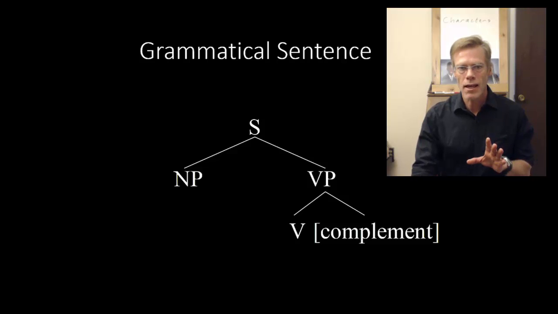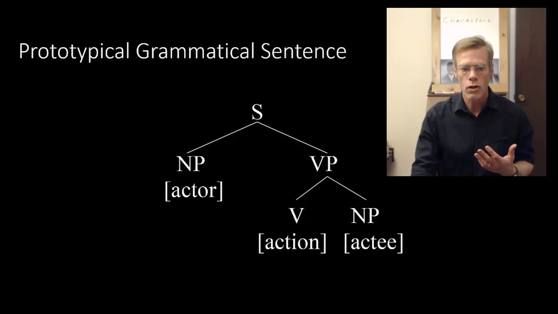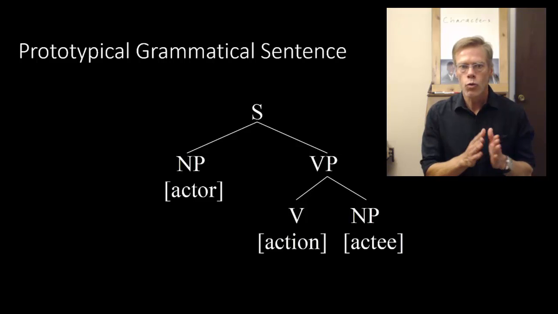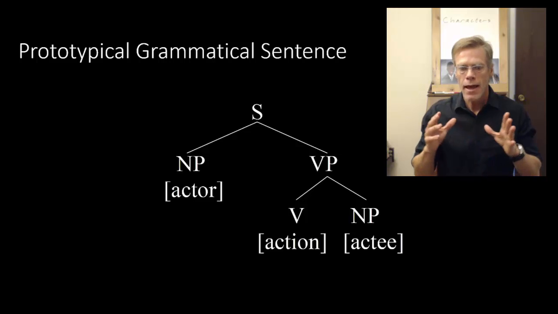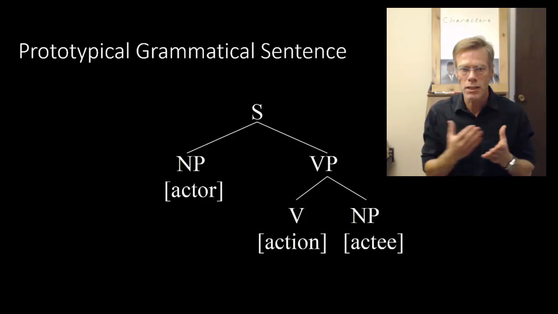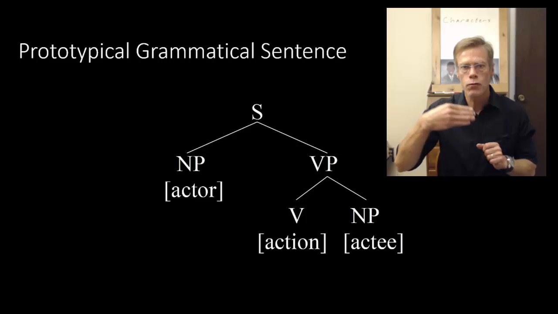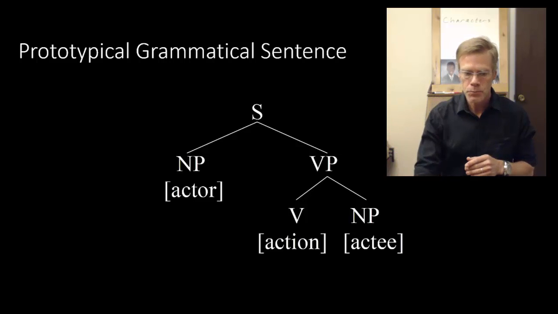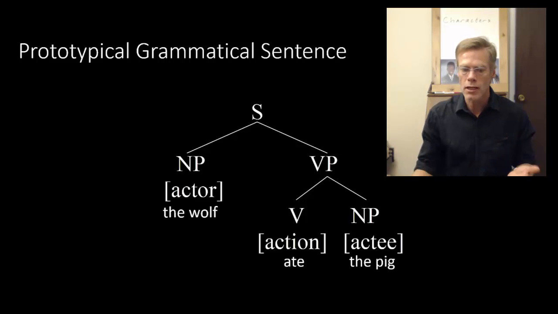Now that said, our prototypical grammatical sentence will typically have an actor in the subject position and an action in the verb position, and oftentimes in our prototypical sentences, the action is performed on something, on an actee. So we can fill in those positions with something like, the wolf ate the pig.